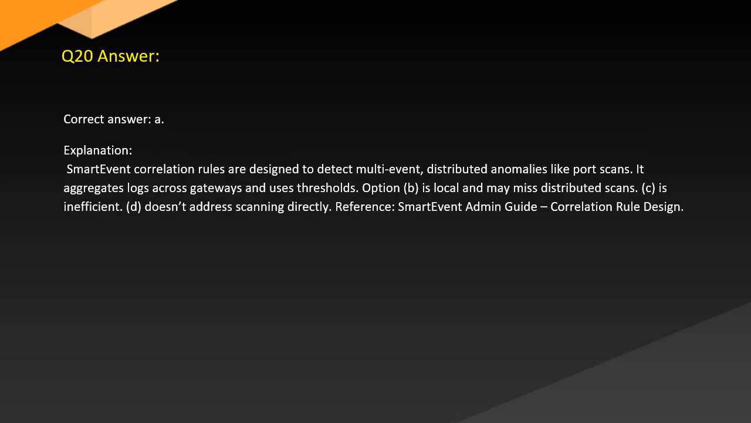Answer. Correct answer: A. Explanation: SmartEvent correlation rules are designed to detect multi-event distributed anomalies like port scans. It aggregates logs across gateways and uses thresholds. Option B is local and may miss distributed scans. C is inefficient. D doesn't address scanning directly. Reference: SmartEvent Admin Guide, Correlation Rule Design.